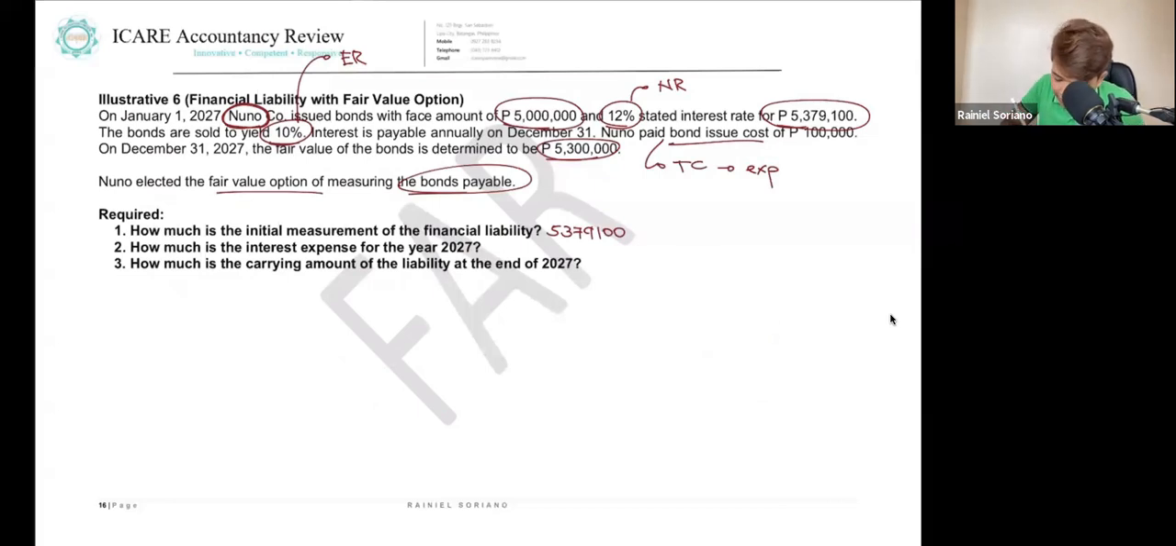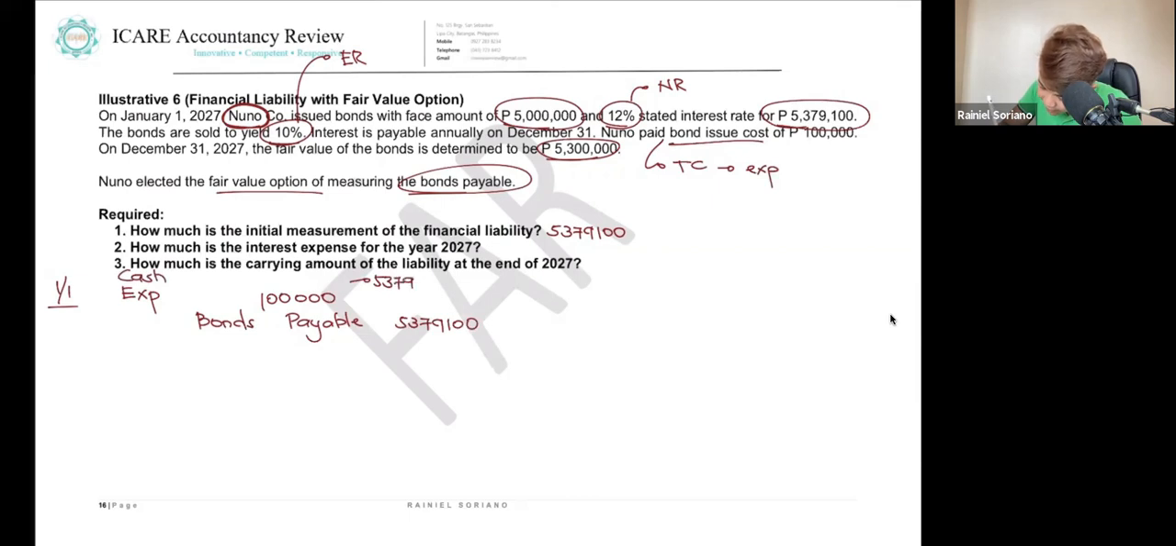To journalize, our journal entry here on January 1 will be to debit what? To debit expense. Again, will debit expense for the transaction cost equal to 100,000 pesos. Ano pa? Will credit bonds payable equal to 5,379,100. Then will credit cash, equal to magkano? Well, ang cash na receive natin, naka-receive tayo ng cash equal to 5,379,100. And then apparently nagbayad tayo ng 100,000. So ang ibig sabihin, net cash na nating na-receive will only be equal to 5,279,100. So this is the journal entry on January 1.